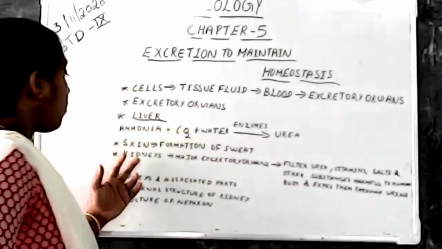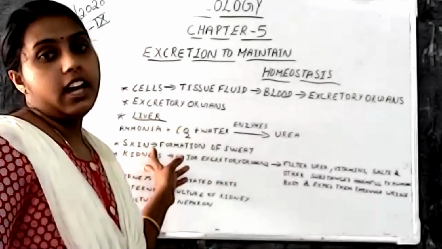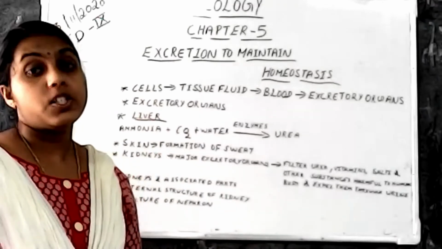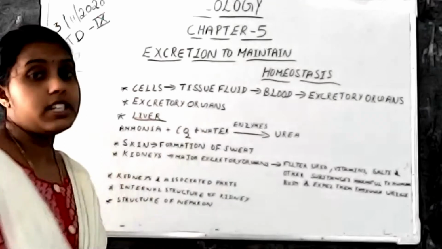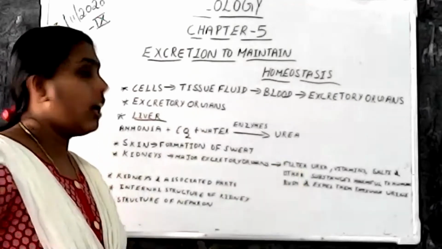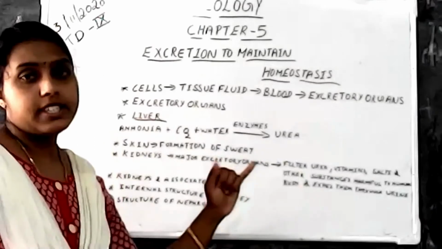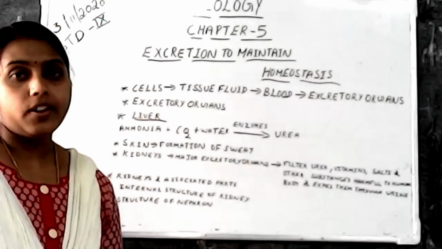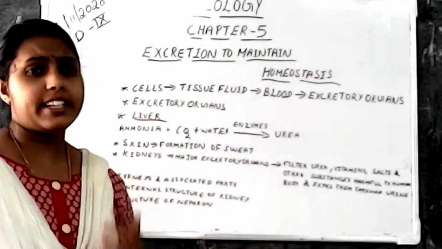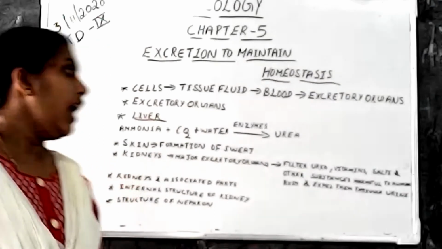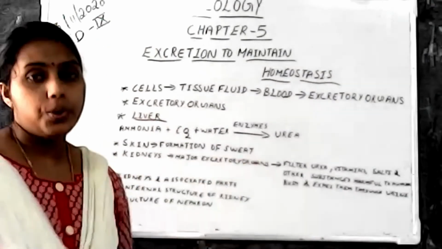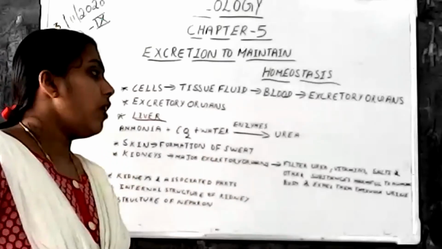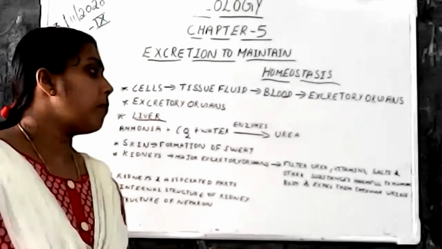Next, about the kidneys. Kidneys are the major excretory organs present in our body. They help in filtering urea, vitamins, salts, and other substances harmful to our body. So kidneys are the major excretory organs, and they filter urea, vitamins, salt, and other substances harmful to our human body, and expel them through urine.